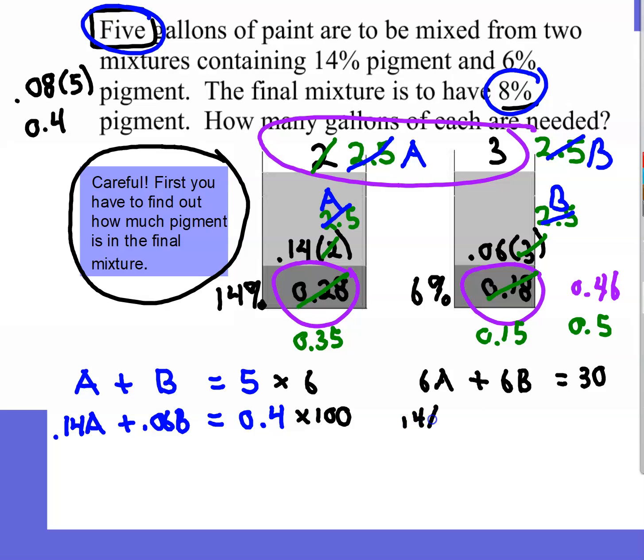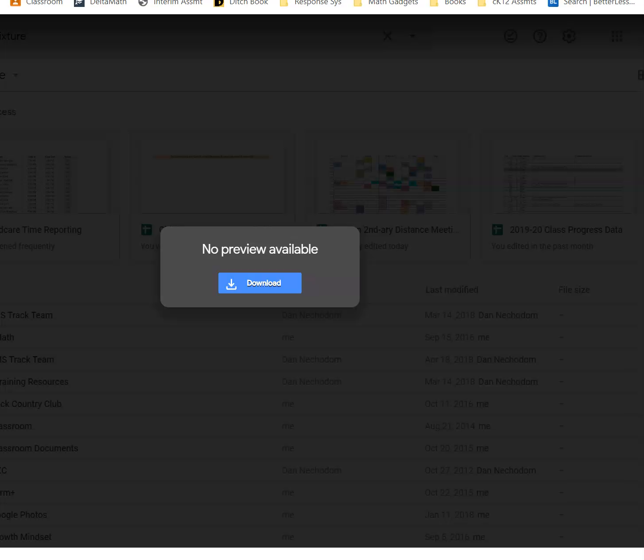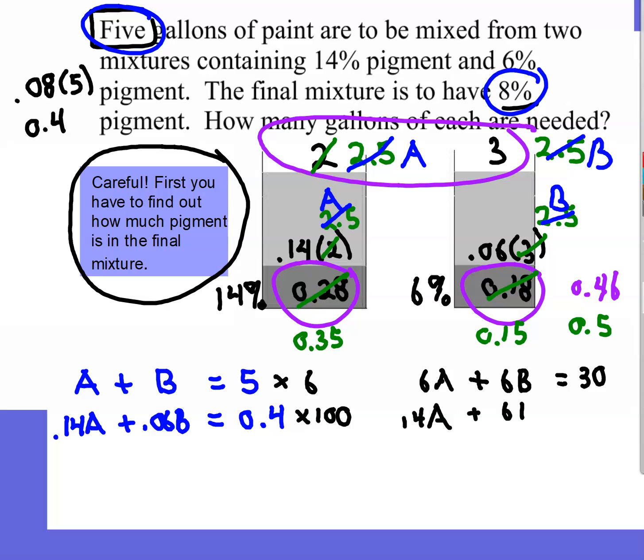14a plus 6b, and then 0.4 times 100 is 40. Okay, well, if I subtract here, I'm going to get negative numbers, so if you don't mind, I want to subtract up. So I'm going to say, look, 14 minus 6 is 8a, and 40 minus 30 is 10. So all we need to do is take 10 divided by 8.